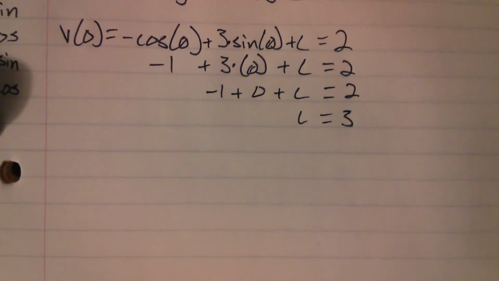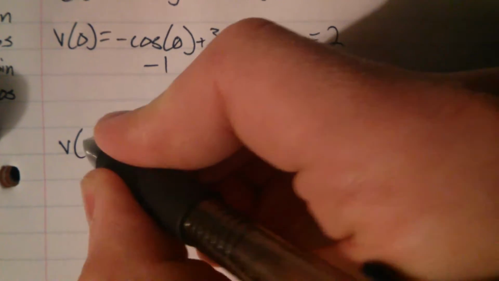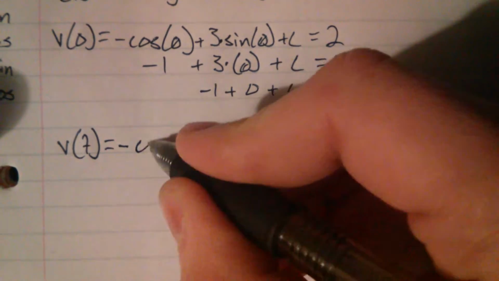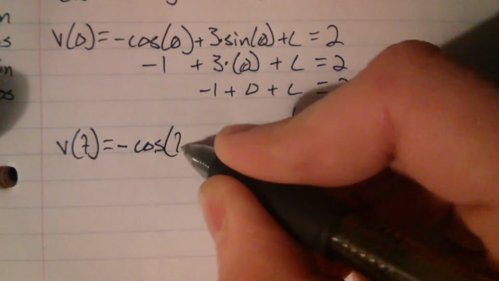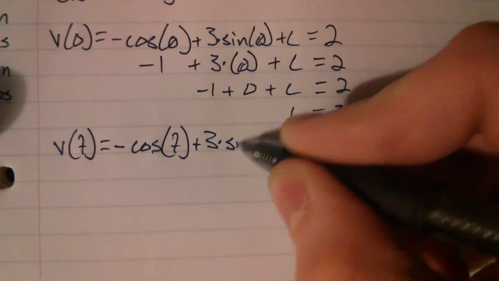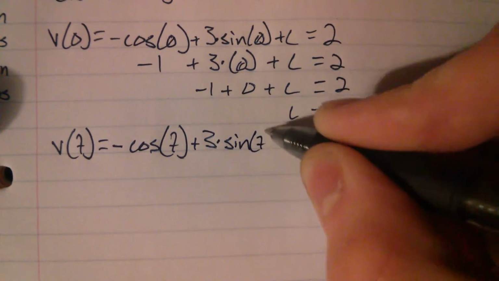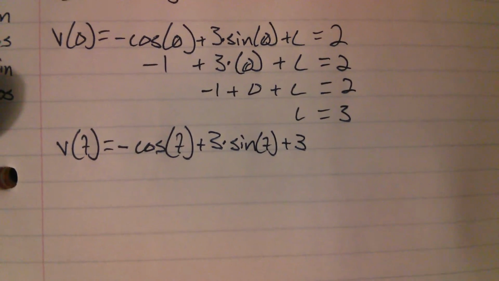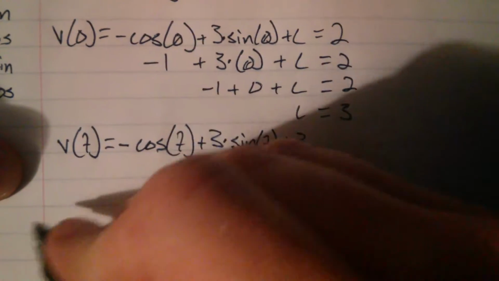Alright, which gives us our general equation: v at t is equal to negative cosine at t plus 3 times the sine at t plus 3, because that was our c value. Then we can find the antiderivative again to get the position at t.